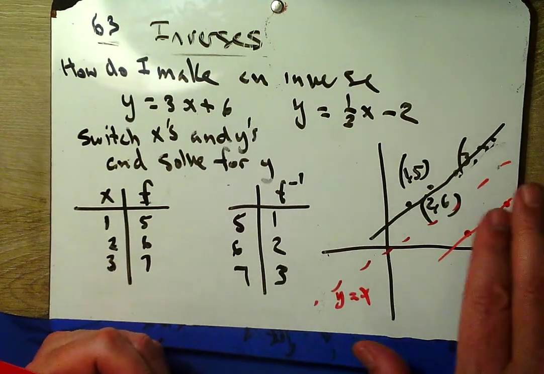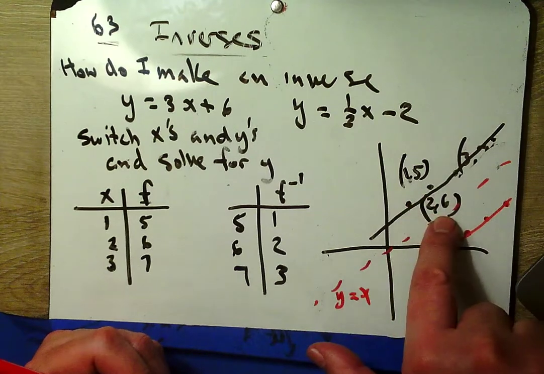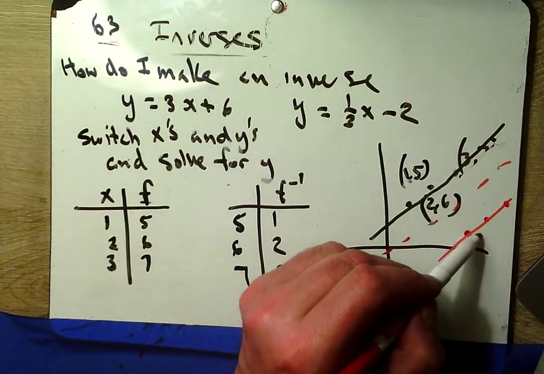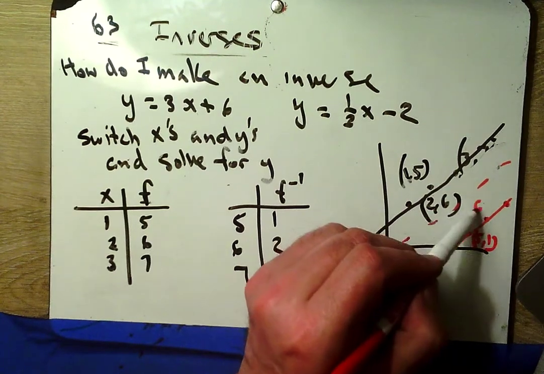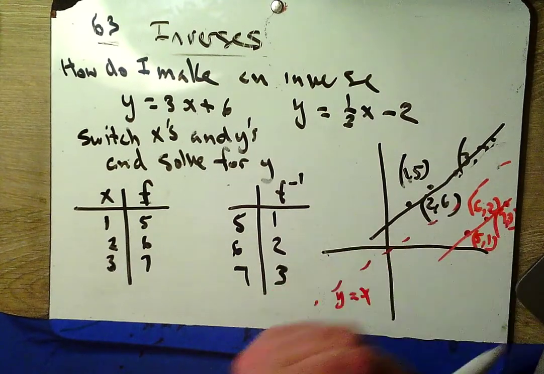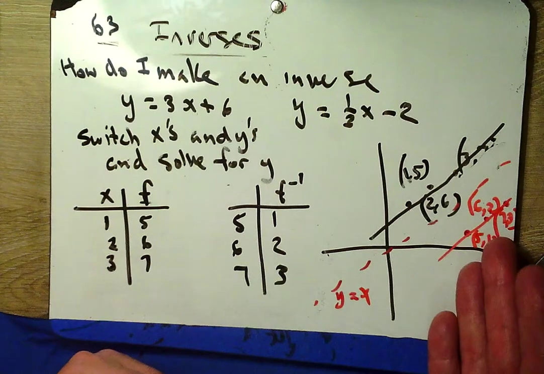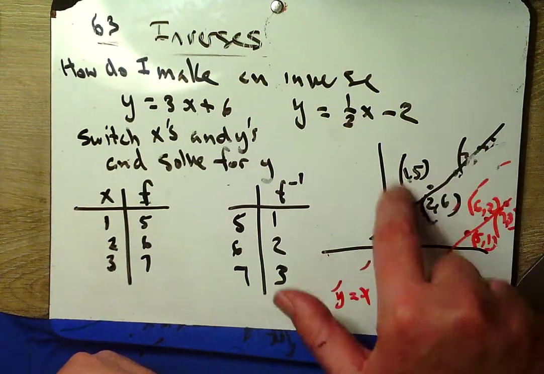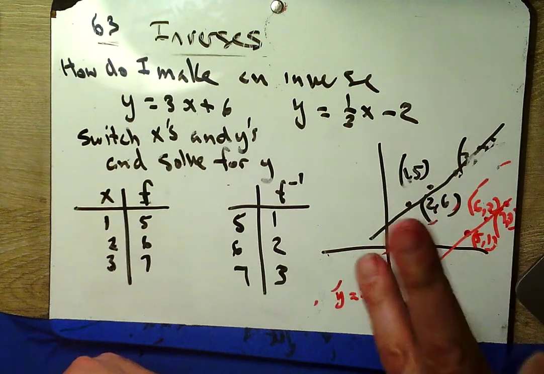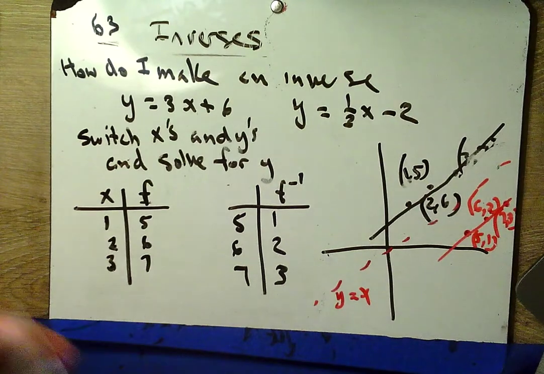Now, I could also say, hey, when I see these points, if I flip those x's and y's, I know that this is 5, 1. I know that this is 6, 2. And I know that that's 7, 3. And there I go. I can create that inverse simply by taking the ordered pairs that are on this one-to-one function, flipping the inputs and outputs to get the points on this inverse function.